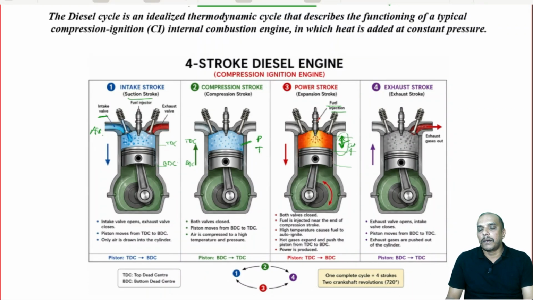Now, after that power stroke, of course, during the power stroke both the valves were closed, and the moment we execute the exhaust stroke, the piston is at bottom dead center and the exhaust valve is open. The piston goes to the top dead center while pushing the exhaust products, or combustion products, outside. So, this is the 4 stroke diesel engine.